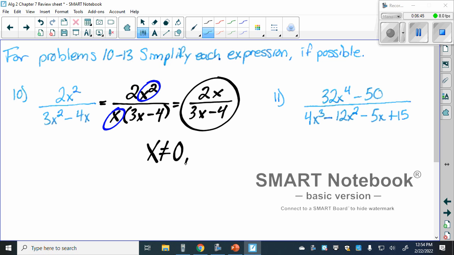All right? So the restrictions for this here, according to the textbook, would be x cannot equal 0, because that's the only one that's simplified out of the denominator. Our other restriction would be 4/3, because for 3x minus 4, I would add the 4 and then divide by 3, which would give us 4/3. And that's all we would need to do for this one here. Any other questions on number 10?